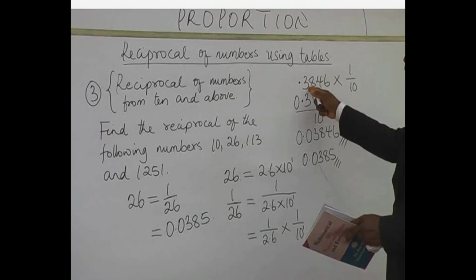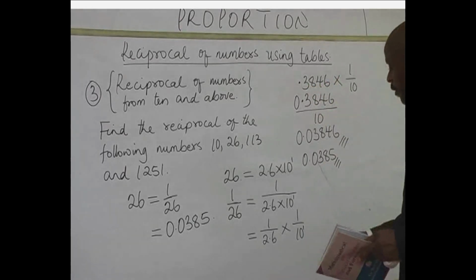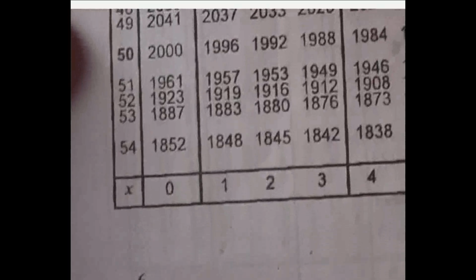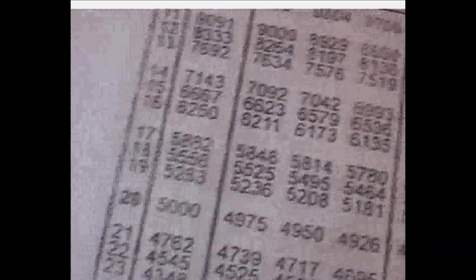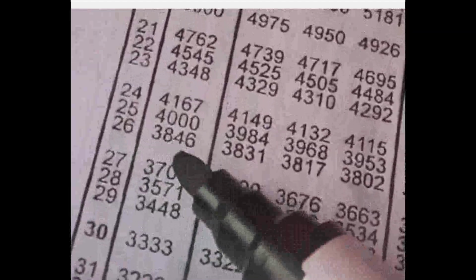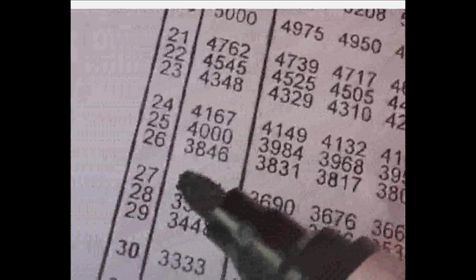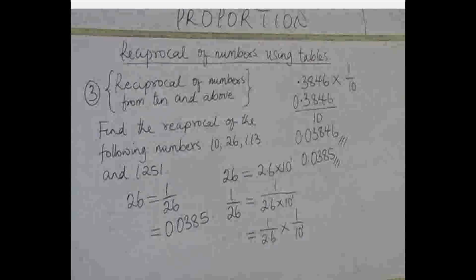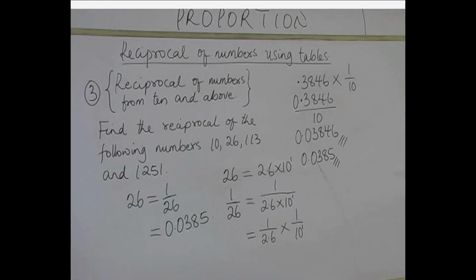I'm coming to show you how we got 3846 from 26 under 0. From page 6, we are looking for 26 under 0. Look at 26 there. Under the column of 0, this is the column of 0, where you have 26, the value there is 3846. That's exactly what you have on the whiteboard: 3846. We added the point there because we derived it from the reciprocal page of the 4-figure table that has an automatic decimal before the first digit.